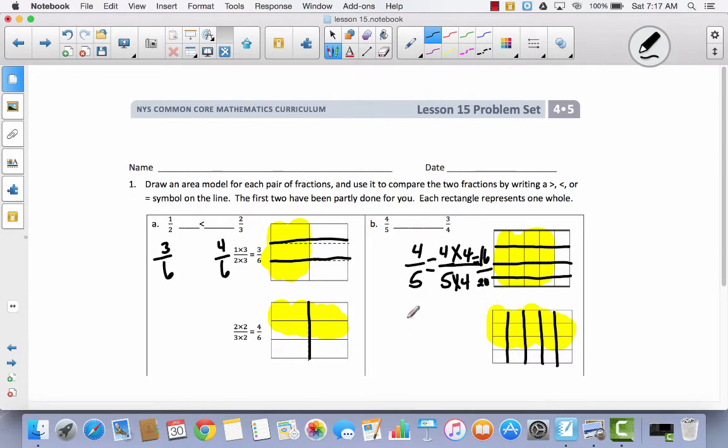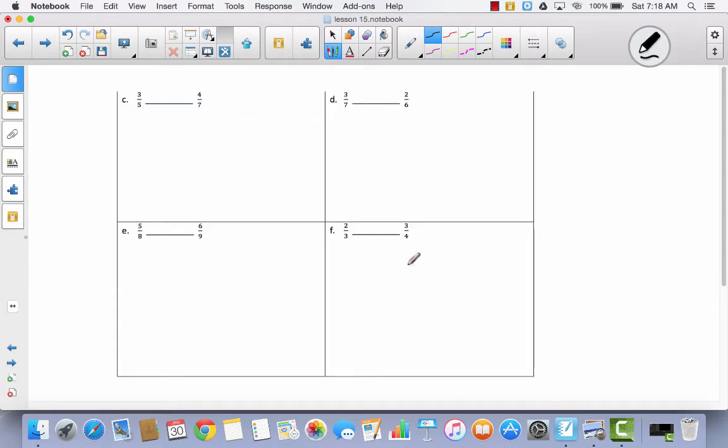All right, and then over here, I'm going to write this one. I had 3/4, and I took the numerator and the denominator, and I multiplied them by 5. I divided them into 5 parts, and that gave me 15/20. So now I have common denominators. 4/5 is the same thing as 16/20, and 3/4 is the same as 15/20. Well, because 16 is more than 15, that means 16/20 is greater than 15/20. So 4/5 is greater than 3/4. Okay? All right, let's take a look at C.